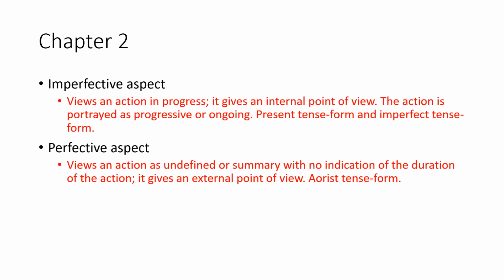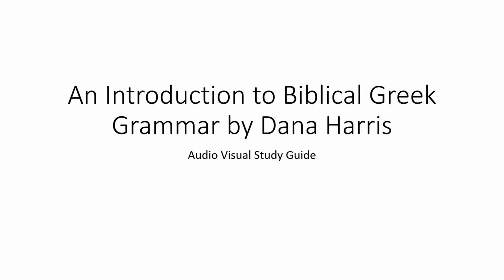Imperfective aspect views an action in progress. It gives an internal point of view. The action is portrayed as progressive or ongoing. Present tense form and imperfect tense form have an imperfective aspect. We've already talked a little bit about this when we went over the different aspects. Perfective aspect views an action as undefined or summary with no indication of the duration of the action. It gives an external point of view. This is the aorist tense form.